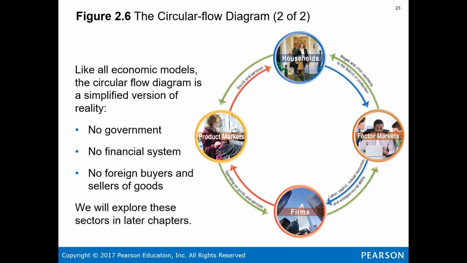Like all economic models, the circular flow diagram is a simplified version of reality. In this version of reality, there is no financial system, there is no government, there are no foreign buyers and sellers of goods and services. As we know, that's not true. But that's the circular flow diagram.